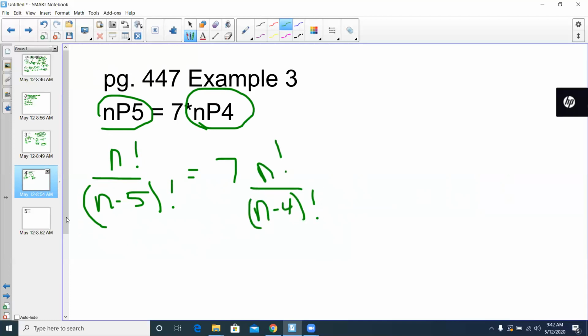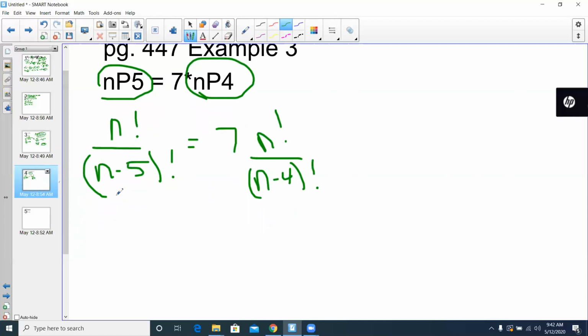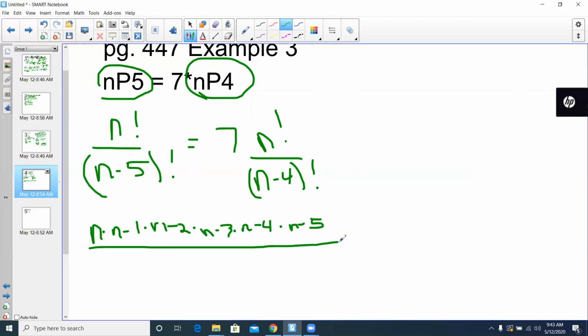Okay. All right, so a couple ways we can look at this is, first off, n factorial is n times n minus 1 times n minus 2 times n minus 3 times n minus 4 times n minus 5, right? So n minus 3 times n minus 4 times n minus 5. And then we can just keep going, right? N minus 6, and so on. Down here, n minus 5 factorial is n minus 5 times n minus 6.